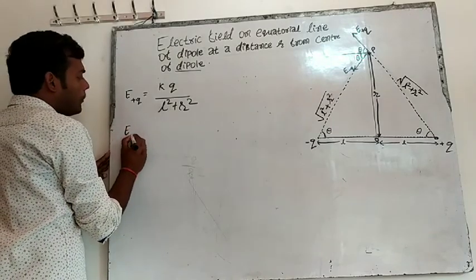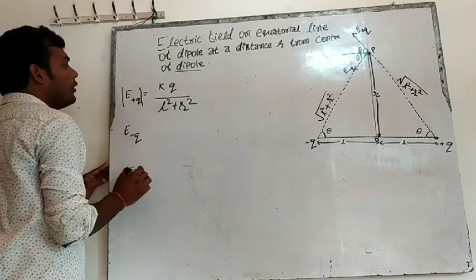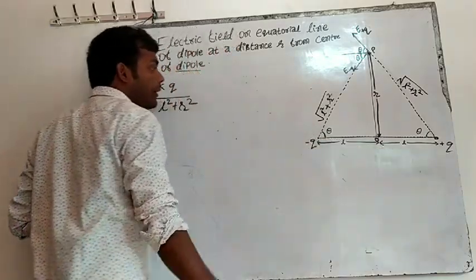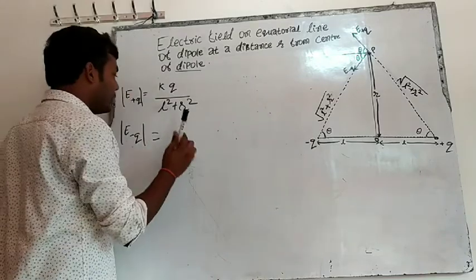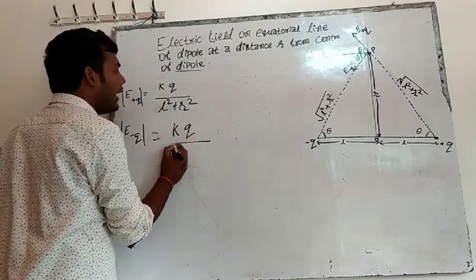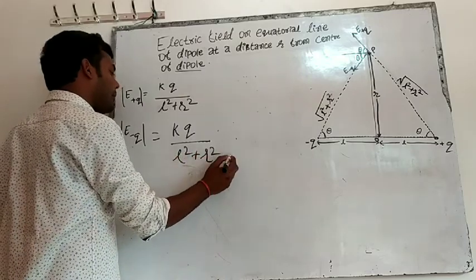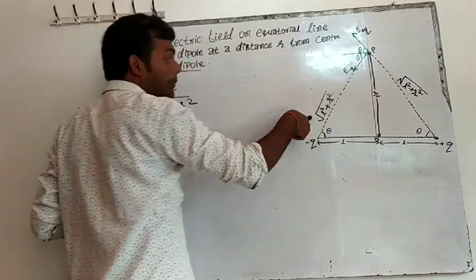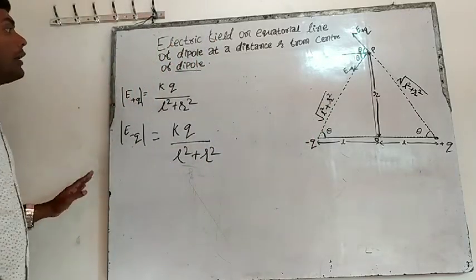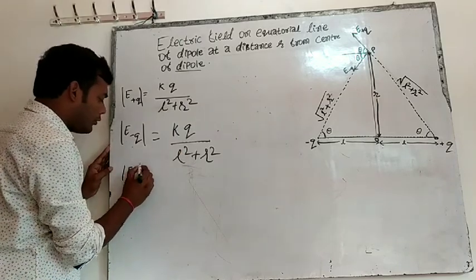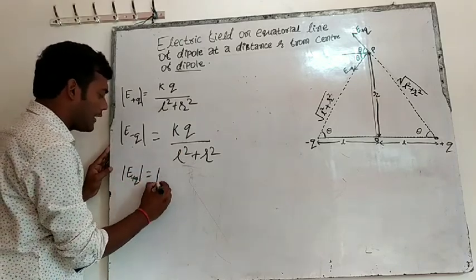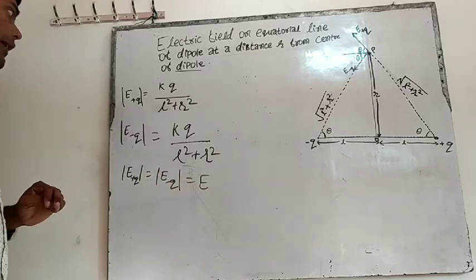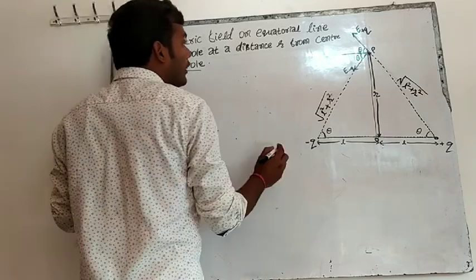What will be electric field due to minus Q? I have interest only in magnitude, so I will not take the sign of charge. Here charge is negative, here charge is positive, but we simply take Q. So electric field will be KQ by L square plus R square. This will also be the same, because for the negative charge the magnitude is the same Q, and the distance is the same, L square plus R square. So can we write that electric field magnitude due to the positive charge is equal to electric field magnitude due to the negative charge, and let's say both are equal to E. Is it? Both are equal to E.